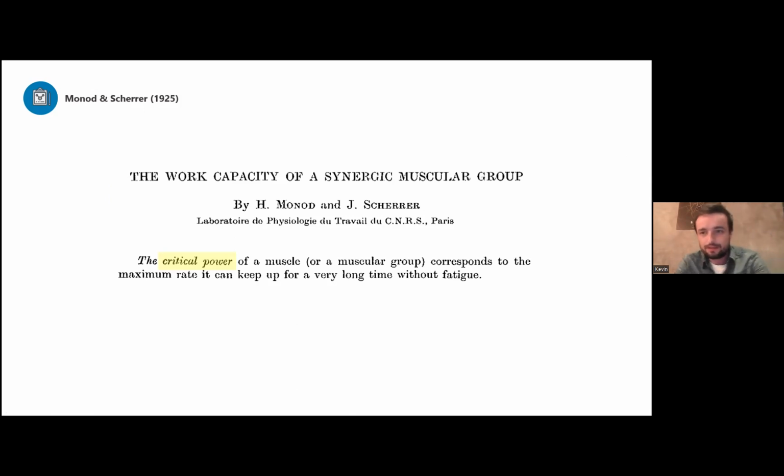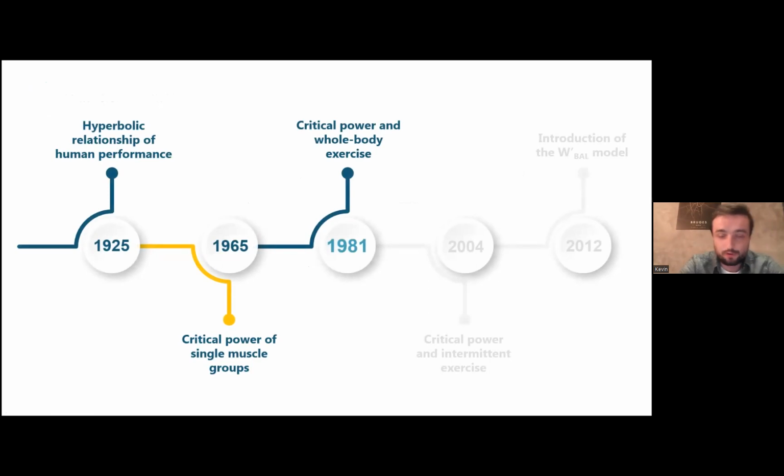At the time, these authors determined critical power in specific muscles or muscle groups. So they let subjects perform, for example, bicep exercise, and they found that at some particular work rate, it took a very long time until participants were exhausted. We move 20 years further. It took 20 years before the concept was translated to whole body exercise. So in 1965, Monod and Scherer did the experiments on muscle groups.